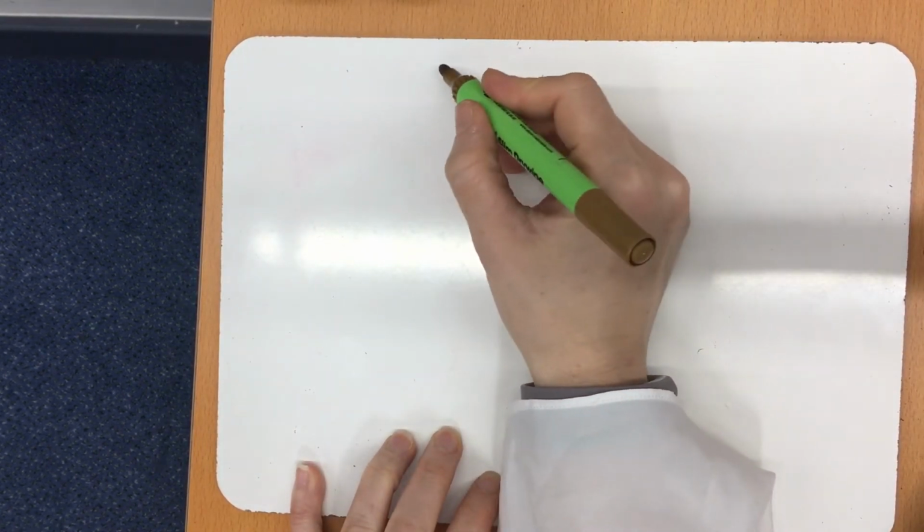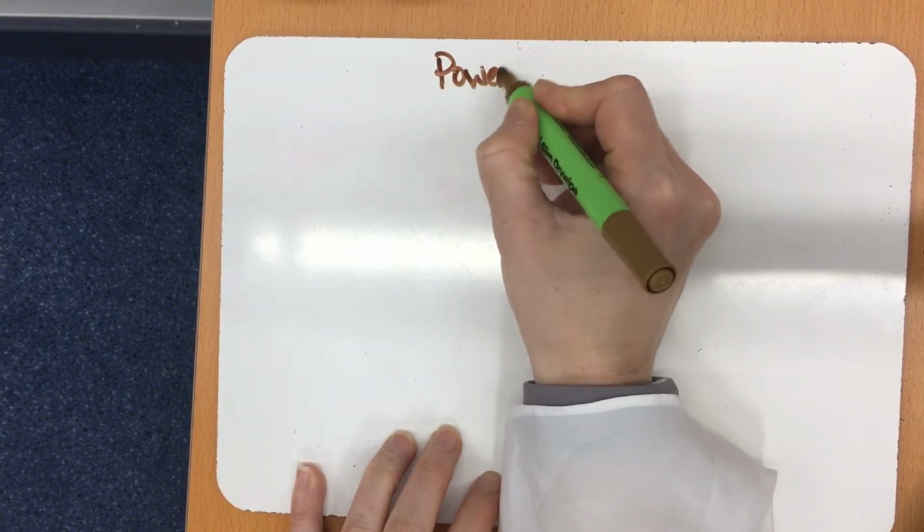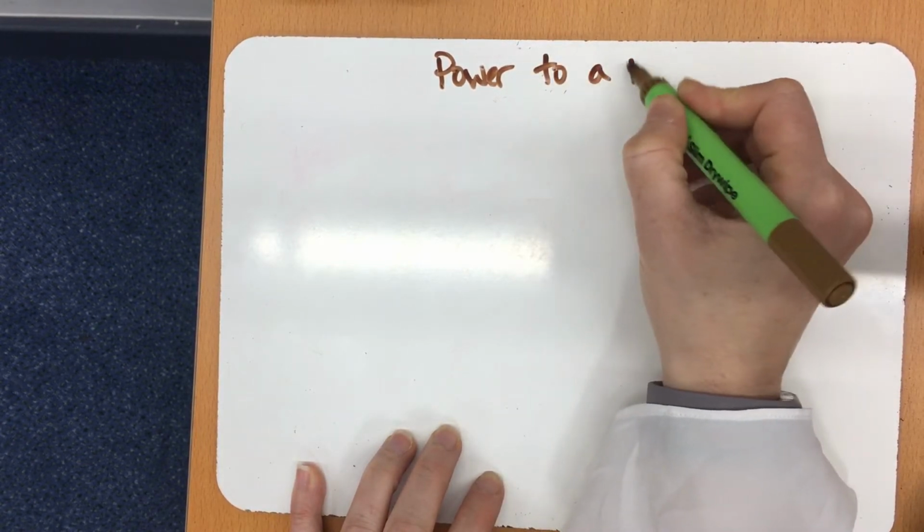Welcome to video 2. In this video, we're going to talk about the second generalization, or second rule of exponents, or second pattern you can discover. And this one I like to call power to a power.